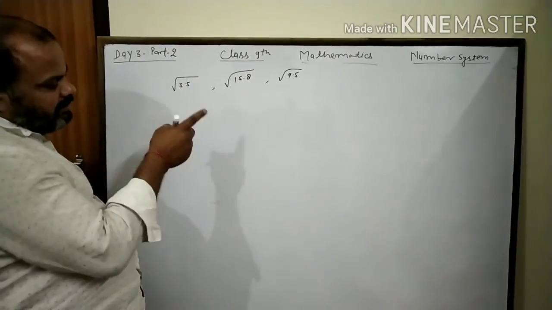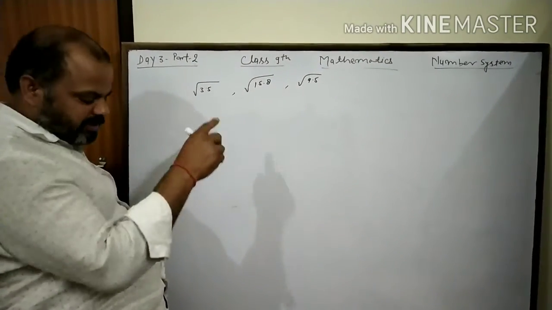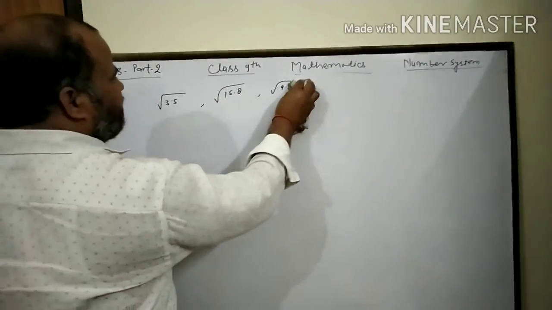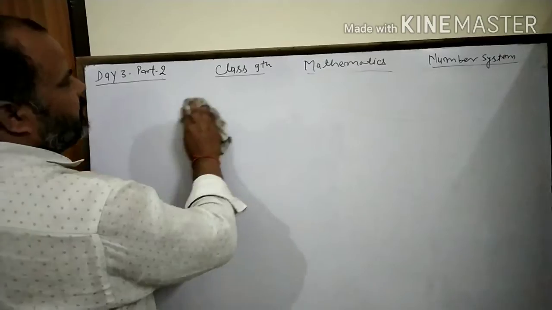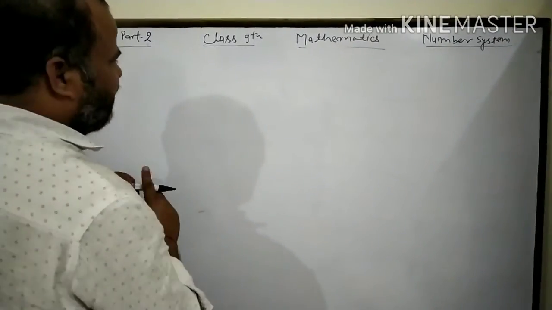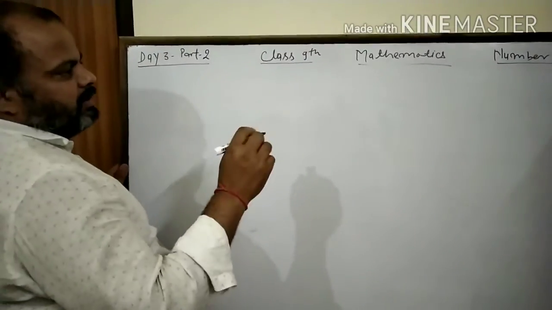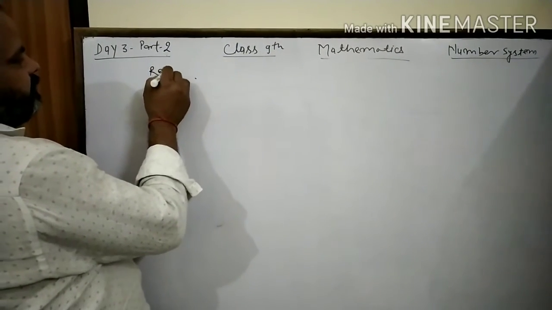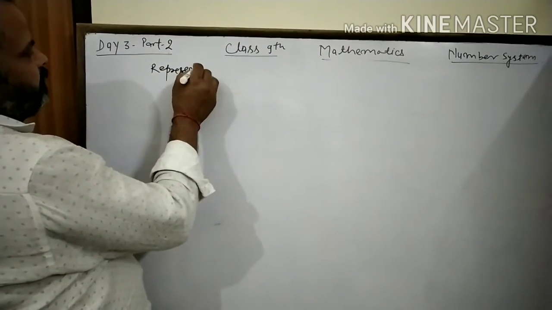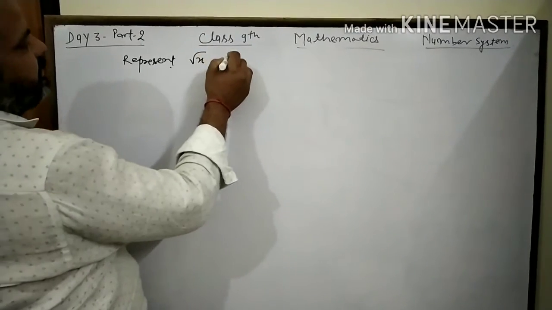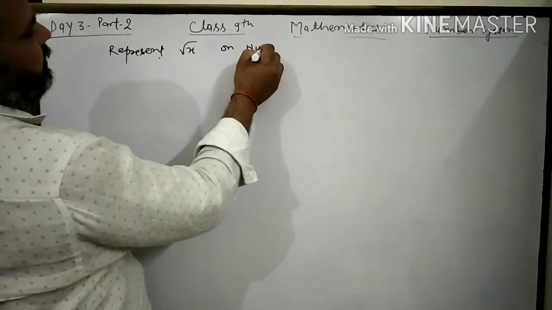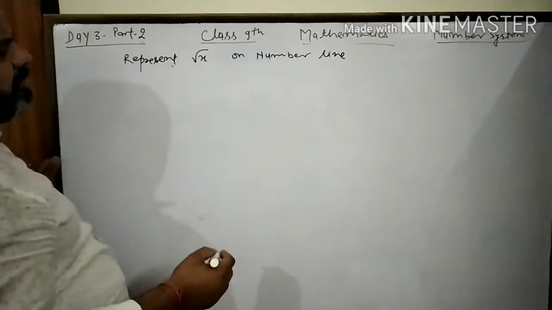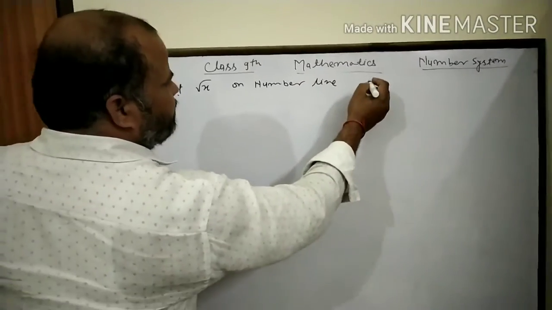If you want to represent them on the number line, it is impossible with the previous method. So we discuss a third method, which is satisfied for all types of questions. Suppose we represent under root x on the number line. Here the value of x is any number.